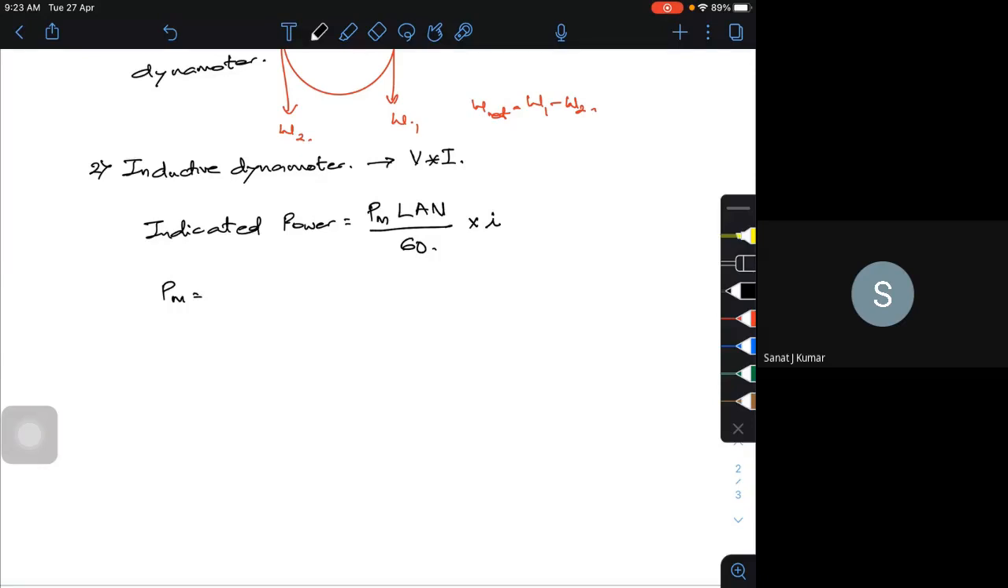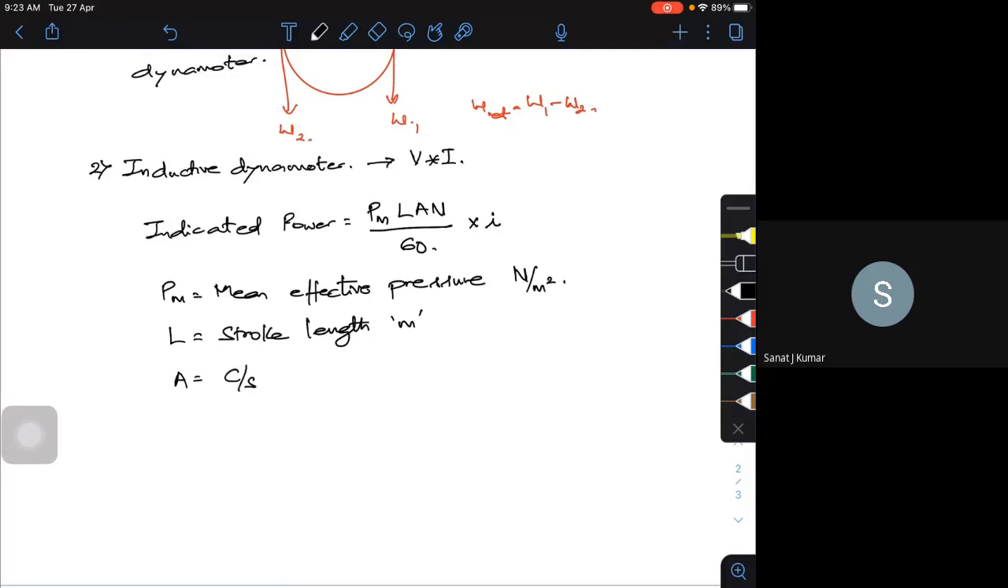Mean effective pressure, usually in units of Newton per meter square. Where L is the stroke length in meters, A is the cross sectional area of the piston, which will be in meter square.